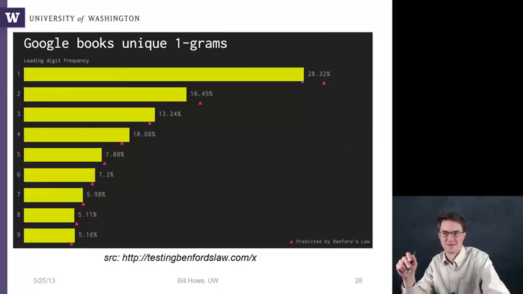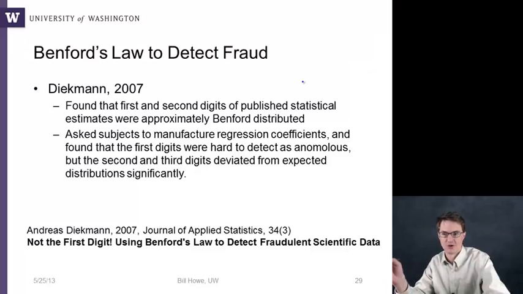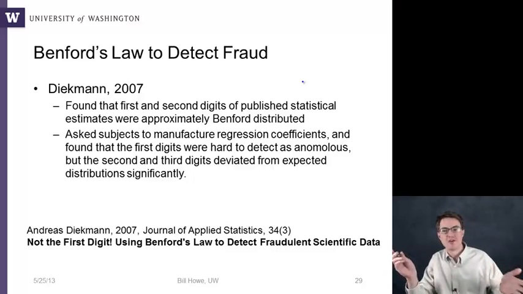Okay. Google Books, the number of unique 1-grams, and we talked about 1-grams a couple of weeks ago. Terms, essentially, are what 1-grams are. Okay, again, pretty good prediction. So before we attempt to give the intuition for this, which is a little bit tricky, you can use it to detect fraud.